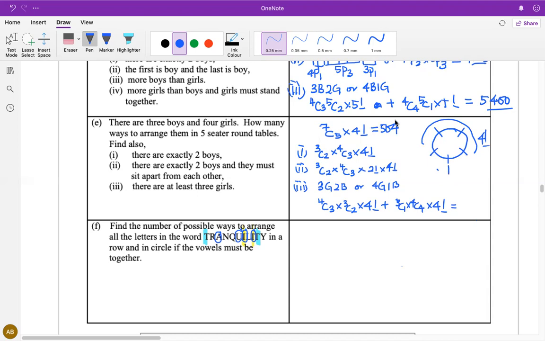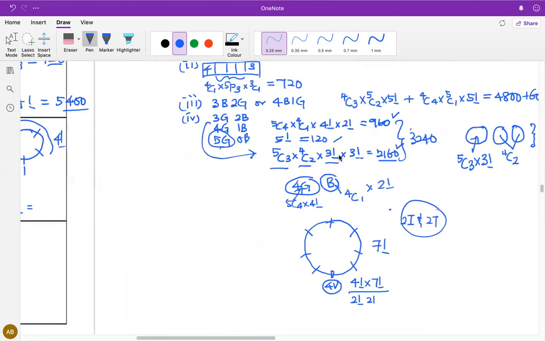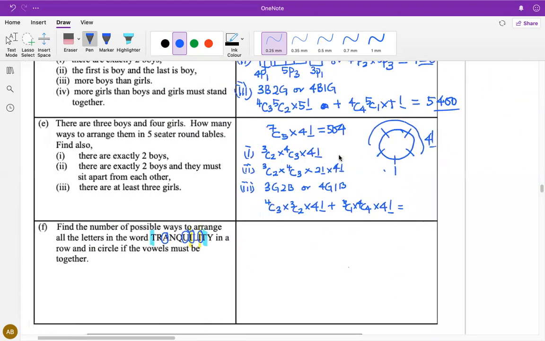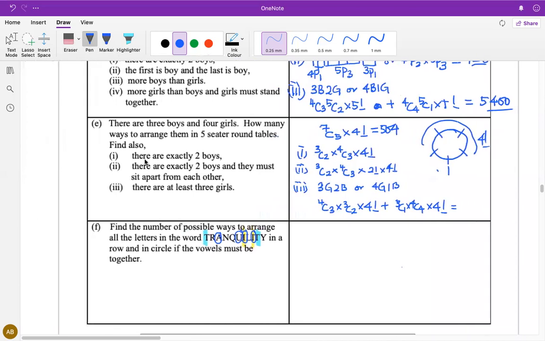Okay, this one is 504. Okay, 7C5 times 4 factorial. Okay, 504. Right. Okay, so it's 504. Okay, so now we go to the second one.